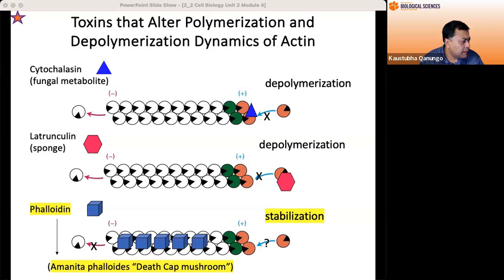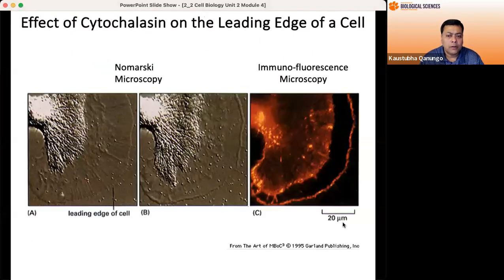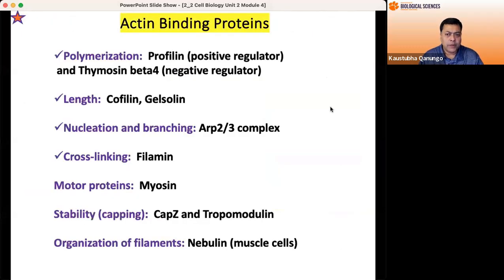So these are all good. As you can see, it just shows how this is all over the place. You can see the leading edge of the cell. Now you can see that this leading edge is empty, because cytochalasin is basically destroying the microfilaments. And when you do the immunofluorescence, you see that this area where you had all the leading edge and the microfilaments, they're gone from there. So that's basically what it shows.